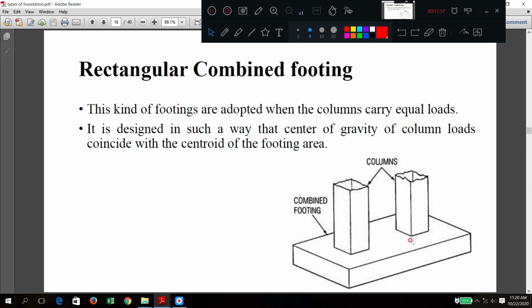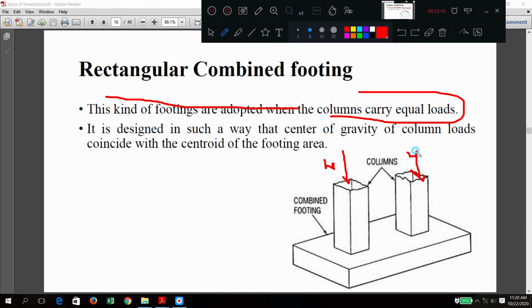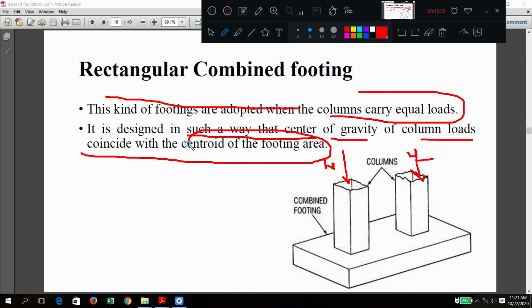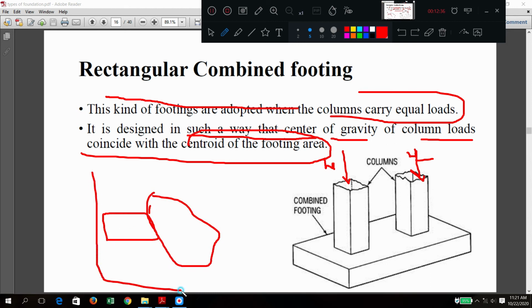Now you can see in this diagram, it is for a rectangular footing. This kind of footing is adopted when columns carry equal load. This is W, this is also W, or W1 and W2 are equal. It is designed in such a way that the CG, the center of gravity of the loads, coincides with the centroid of the footing area. You might have studied this in engineering mechanics in your first or second semester. There you calculate the CG in the X and Y directions, from here to here. In that way you understand this point also.